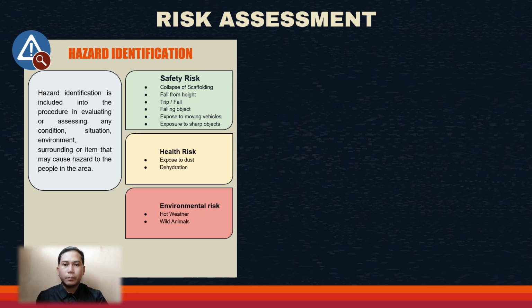As the work scope comprises a double-story terrace residential building, the hazards to be identified are classified into 3 categories. The first category is safety risk. There are few examples such as collapse of scaffolding, fall from height, trip or fall, falling object, exposed to moving vehicle, and exposure to sub-object. The next category is health risk, which consists of exposed to dust and dehydration. Last category is environmental risk, such as hot weather and wild animal.